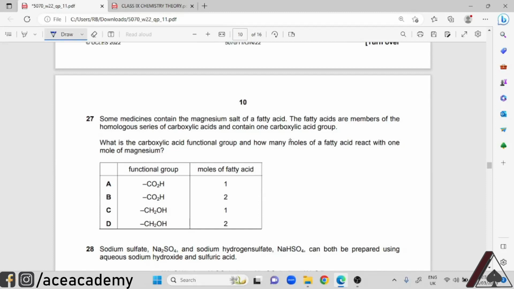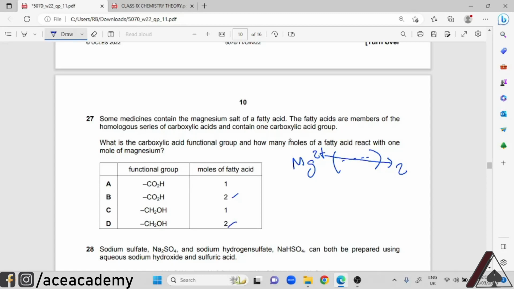Some medicines contain the magnesium salt of a fatty acid. The fatty acids are members of the homologous series carboxylic acids and contain one carboxylic acid group. What is the carboxylic acid functional group and how many moles of a fatty acid react with 1 mole of magnesium? We know that magnesium has an oxidation state of 2 plus, and this will be the acid part. And since this comes over here, it must have 2 moles of the acid, so it must be somewhere between B or D.